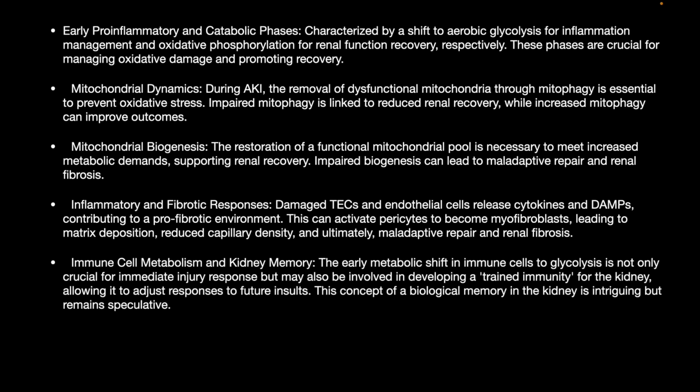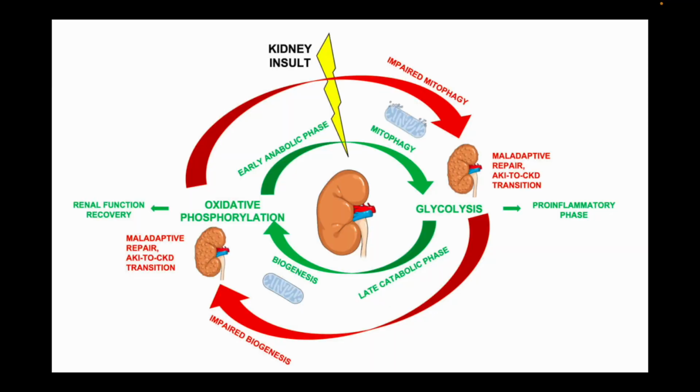The early metabolic shift in immune cells to glycolysis is not only crucial for immediate injury response, but also involves developing a trained immunity for the kidney, allowing it to adjust responses to future insults. This concept of a biological memory in the kidney is intriguing but remains speculative.